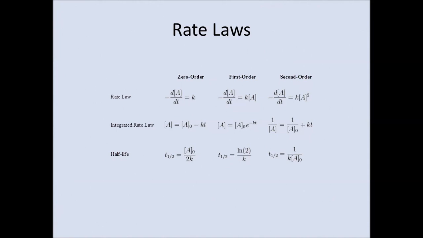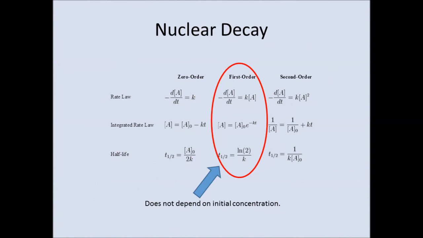remain. Now, the most interesting case for these equations is first order, because that's the one that corresponds to nuclear decay. And you'll notice the interesting thing about this is that the half-life doesn't depend on the initial concentration, so it's a value you could put in a table, for example. And that gives us the ability to do things like carbon dating.